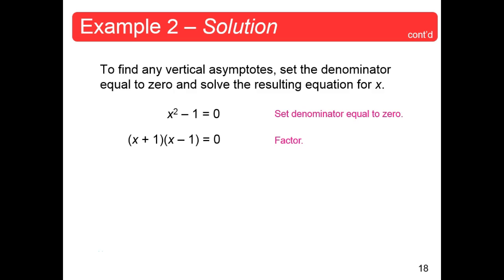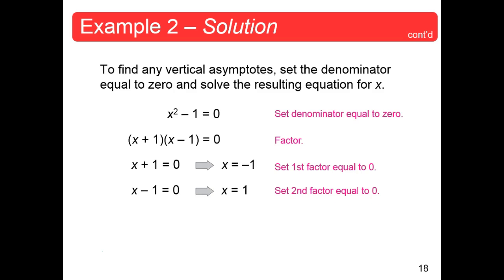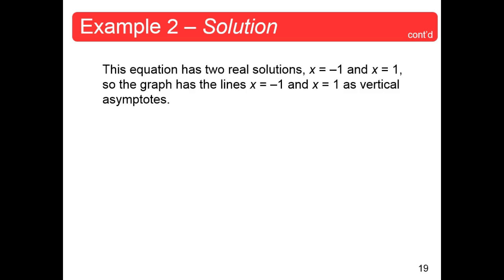Factor that, x plus 1 times x minus 1. That gives you x plus 1 cannot be 0, and that gives you x not equal to -1, and x minus 1 can't be 0. That gives you x not equal to plus 1. Okay? That gives you your 2 vertical asymptotes there. So the lines x equals -1 is a vertical asymptote, x equals plus 1 is the other. You can do it either way, but just know those are vertical asymptotes.